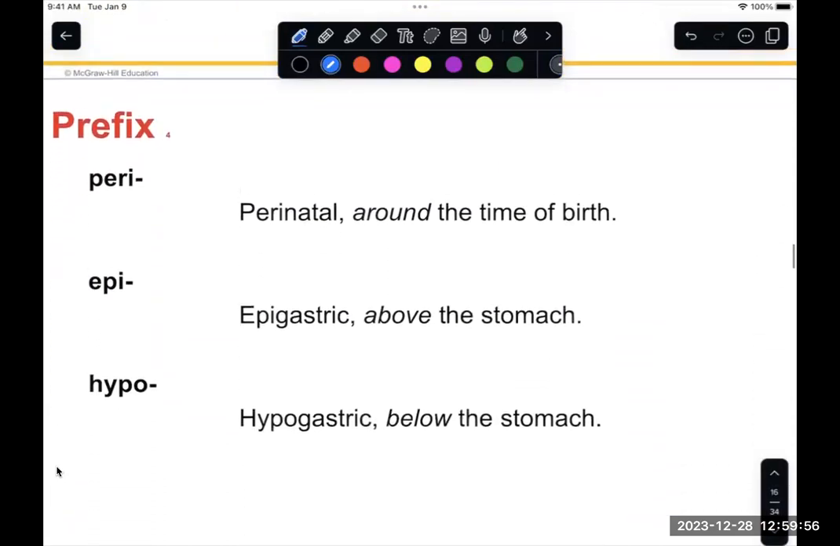Here are some other prefixes. Peri, as in perinatal, is around the time of birth. That prefix can describe a situation. It can describe a location, like epi. Epigastric: epi means above, and gastric means stomach. Hypo is also a location because it's below. Hypogastric, below the stomach. So it's describing a situation, a location. These prefixes can help us figure out where something is.